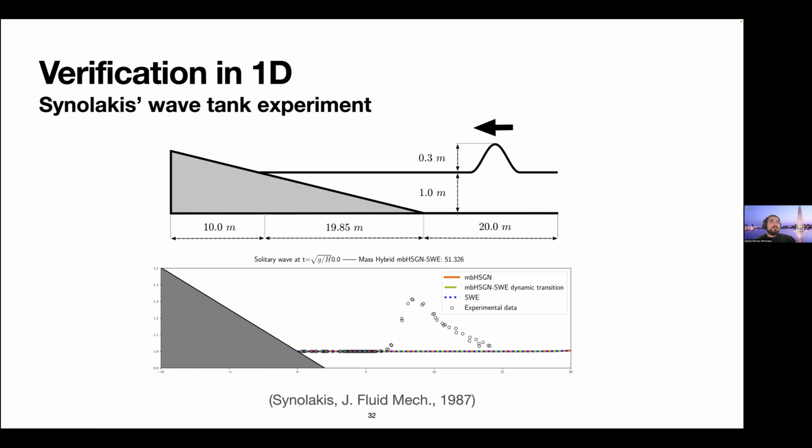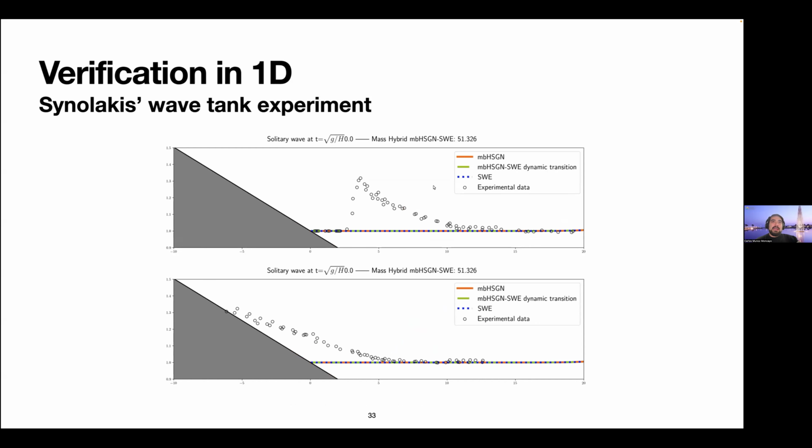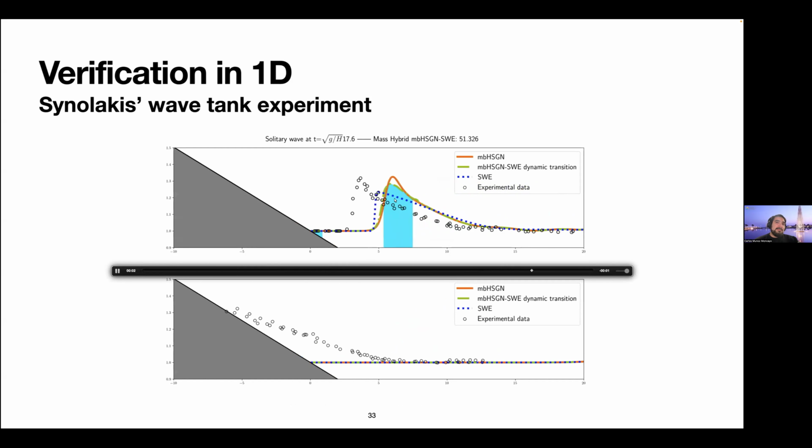Then let me move to Synolakis's wave tank experiment. This is a soliton propagating over a simple slope. We use this test to compare the effect of different transitions to shallow water equations. For the light green line, we are transitioning dynamically using the nonlinearity criterion that I mentioned. And for the orange one, we are just transitioning in shallow water.